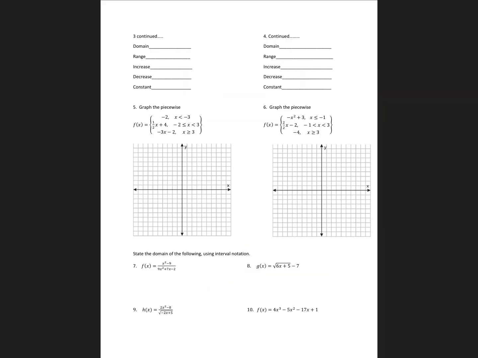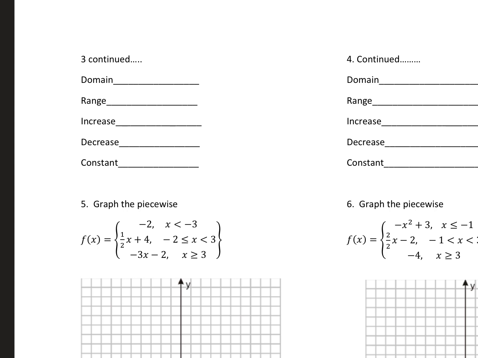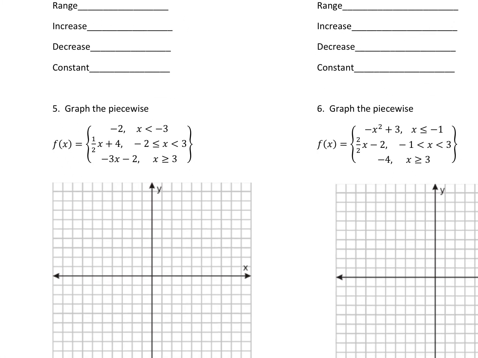For the domain, range, increase, decrease, and constant, I'm just going to put those. This part, you are graphing the piecewise function. For number 5, you have f(x) equal to -2 when x is less than -3. f(x) is equal to 1/2 x + 4 if -2 is less than or equal to x, which is less than 3. Then you have -3x - 2 when x is greater than or equal to 3.